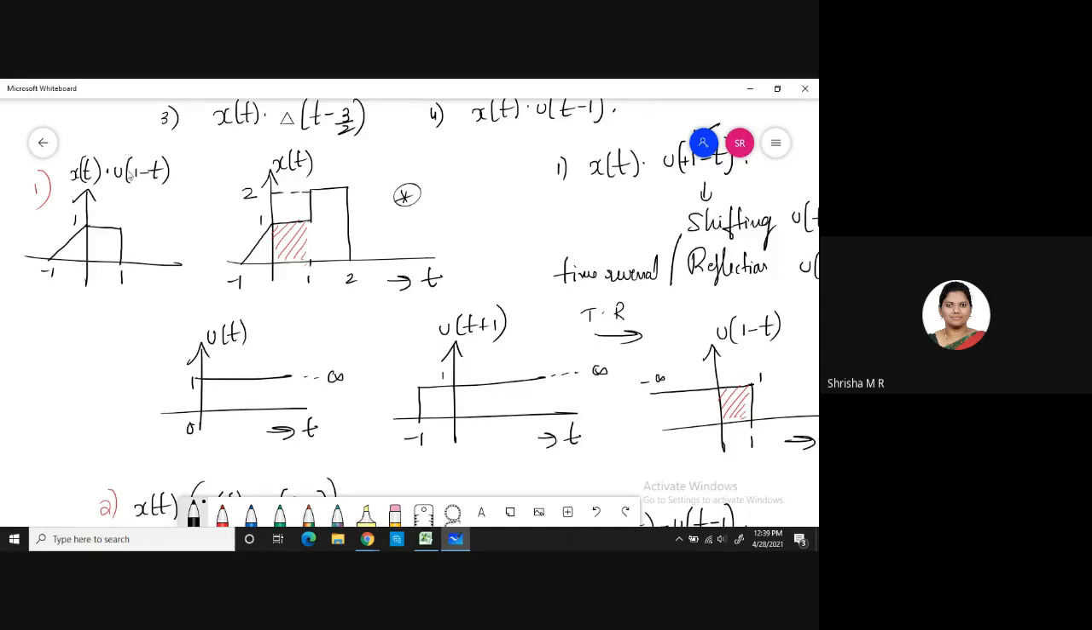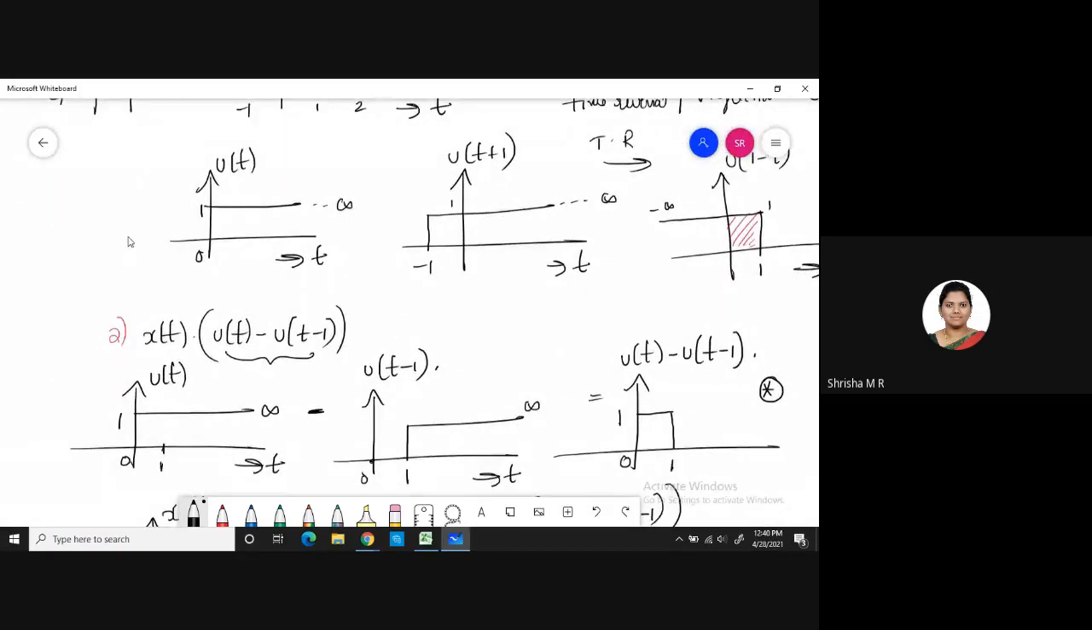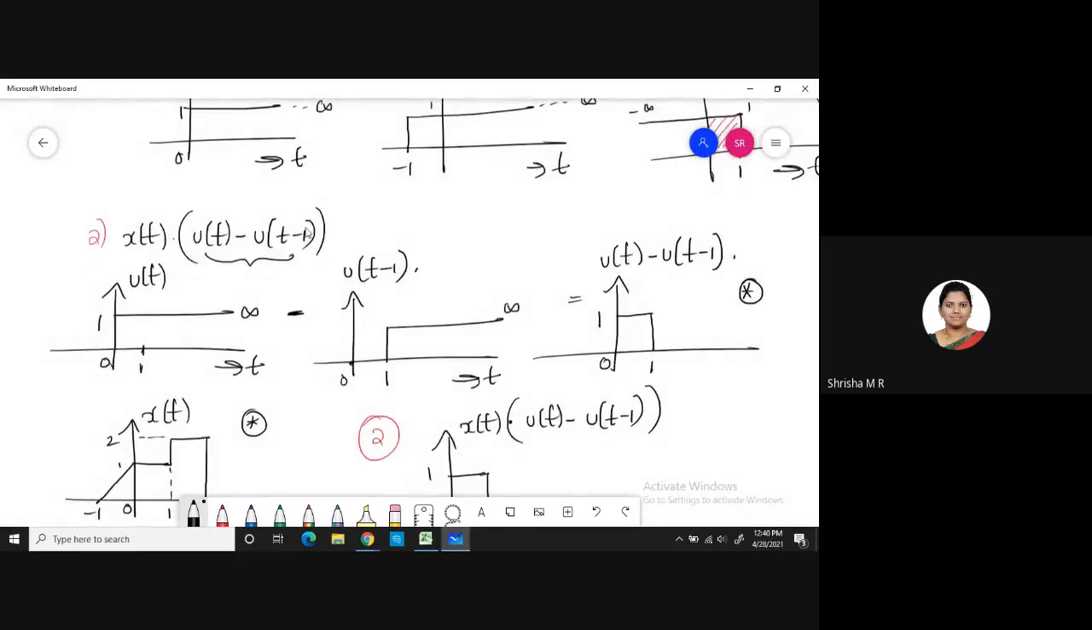So this is our given waveform, the first one. They've asked you to plot x of t into u of 1 minus t. This is the product of x of t and u of 1 minus t. Second, they've asked you to find x of t into u of t minus u of t minus 1. So you people know how to do this, right?